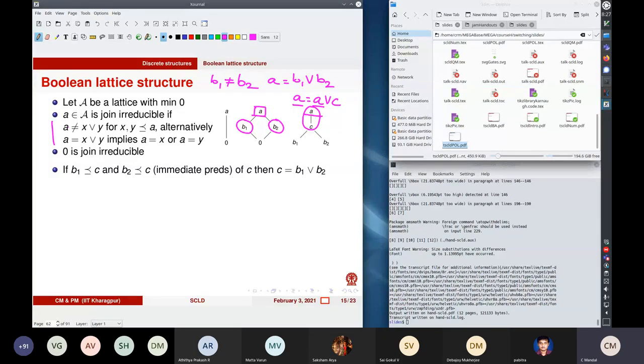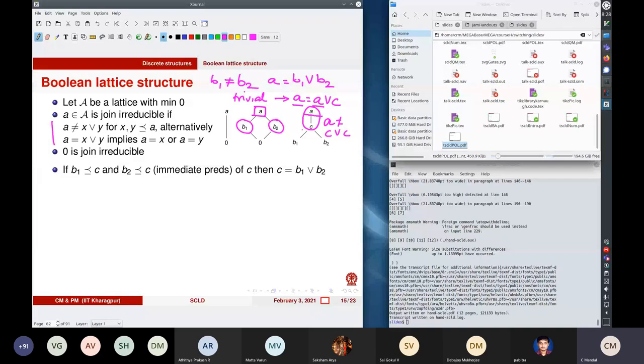Or it doesn't even have to be two distinct elements. You cannot even express it like this. Even this is not possible. In other words, if you express it as the join of x and y, then one of these elements must be this element itself. This is trivial.